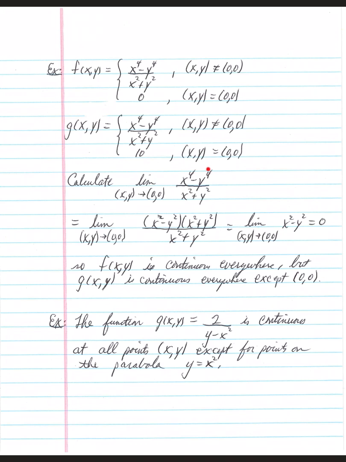This numerator is a difference of two squares. It will factor as x squared minus y squared times x squared plus y squared. Well, we get lucky because that cancels down to just x squared minus y squared, and when you sub in the zeros, you get 0 overall. So that's what I was telling you on the previous slide.